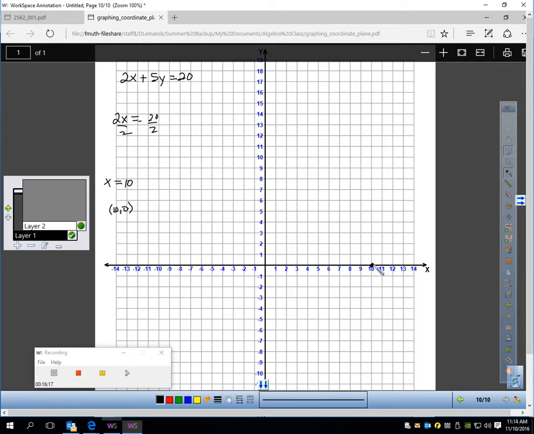My y-intercept works out nice, too. If I put a 0 in for x, I get 5y equals 20. I can divide by 5, and I just found out y is 4. So (0, 4) is my y-intercept. And I can easily draw a line through those points. This is why we learn different techniques.